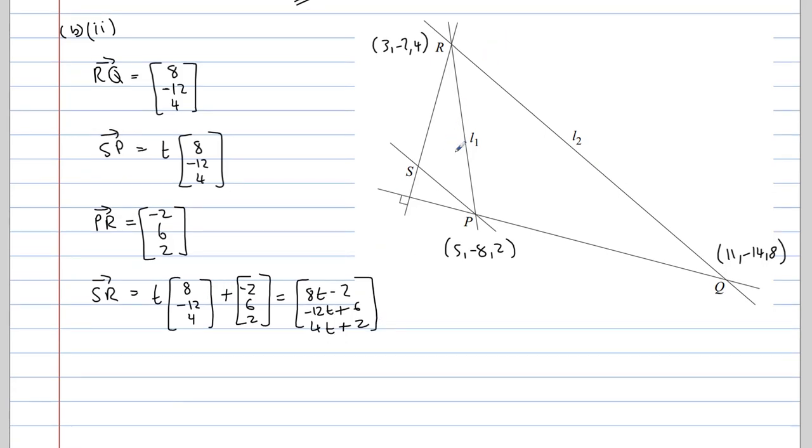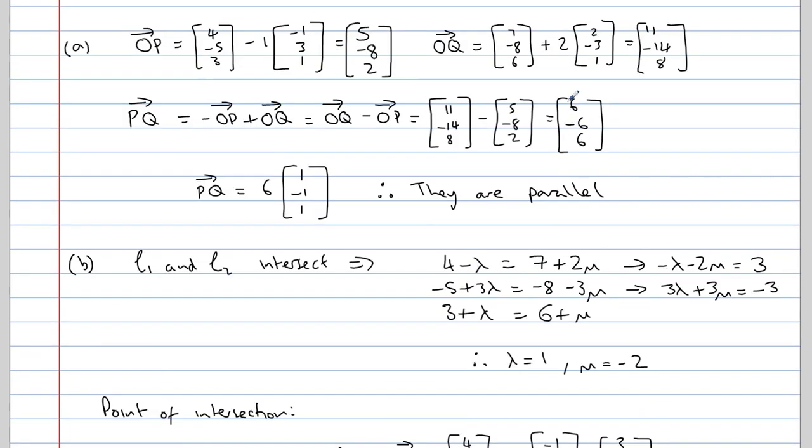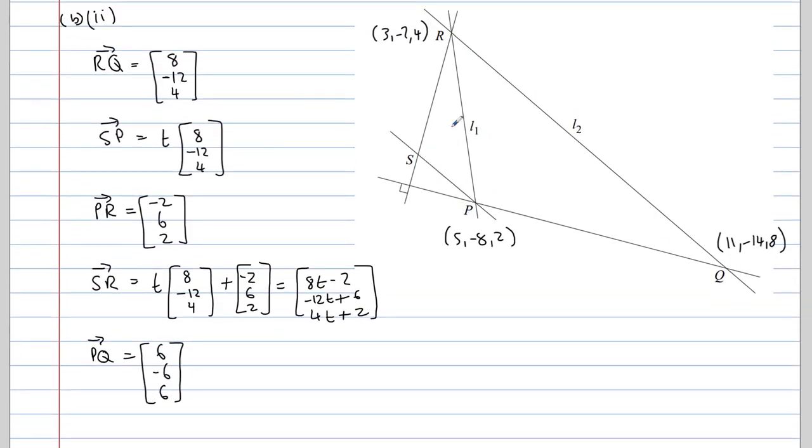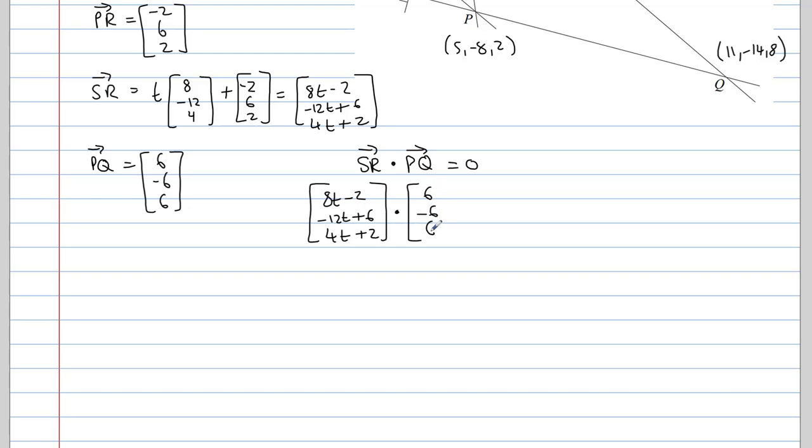Now that I have SR, I want to do the dot product of SR with PQ. That means I also need to know PQ. But I do know PQ already because I worked it out earlier. PQ is 6, minus 6, 6. So now I'm going to do the dot product of SR with PQ, and because they're perpendicular, I know that will be 0. Now if I wanted to at this point, I could pull out factors of these to make the arithmetic easier. I could pull a factor of 2 out of here and a factor of 6 out of here. It won't make any difference to the answer, so I'm not actually going to bother to do that.